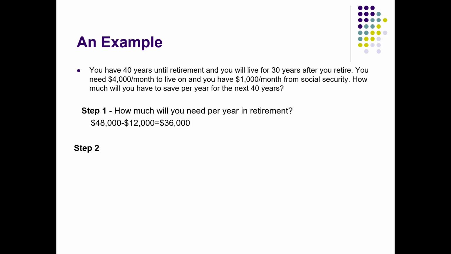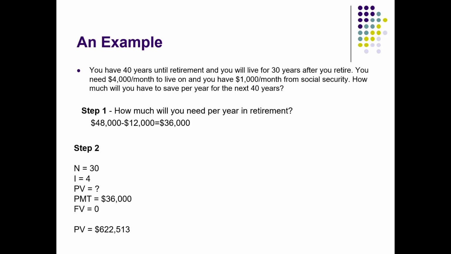Step 2 is to determine how much money you must have when you retire in order to generate $36,000 per year. This is a present value of an annuity problem. Let's assume you earn 4% on your savings. N is 30 years. That's how long you are retired. I is 4%. Present value is what we are trying to find. Payment is $36,000, the amount you need to generate each year. And future value is 0.